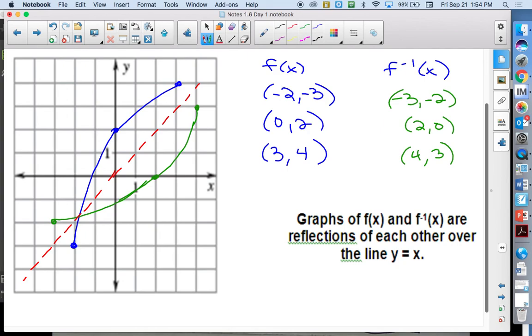Every graph that is an inverse to functions graphically will look like that. So they'll reflect over y equals x. Questions with that? So there's one final thing to kind of talk about with inverses.